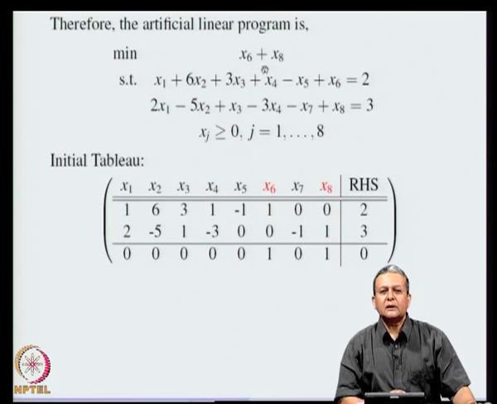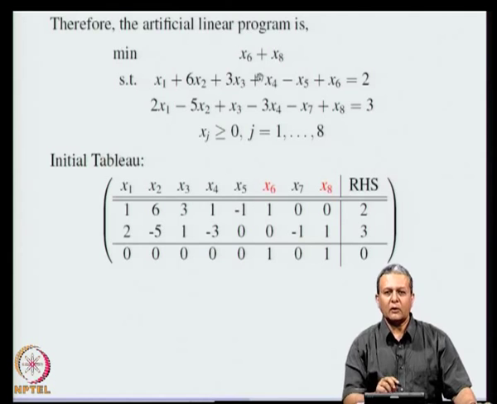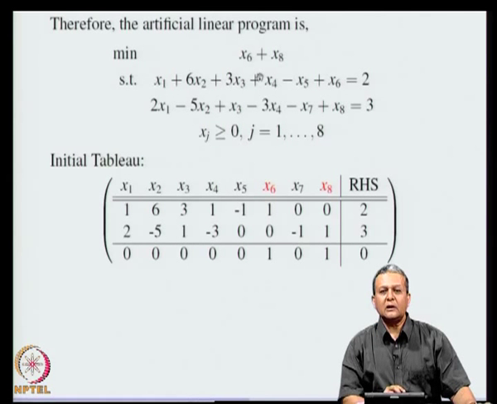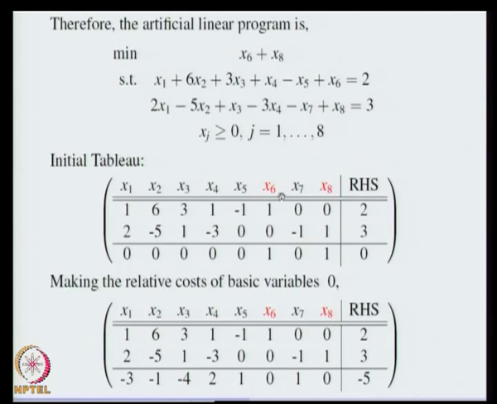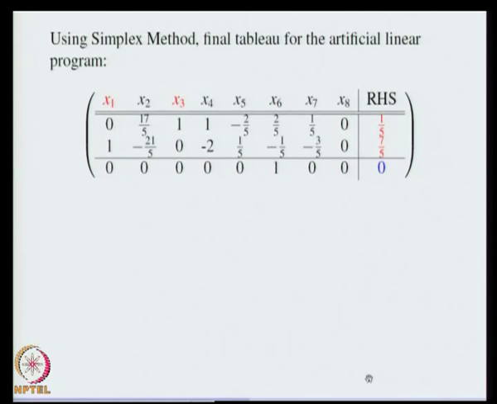When we discussed the theory of the two-phase simplex method, we saw that if the optimal objective function value of this program is 0, then the original linear program has a basic feasible solution. Otherwise, it does not have a basic feasible solution. So, the first step was to make the relative cost of the basic variables 0 by doing the matrix manipulations, and then we can get started with our simplex method.